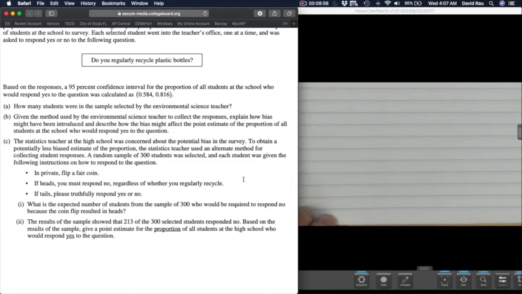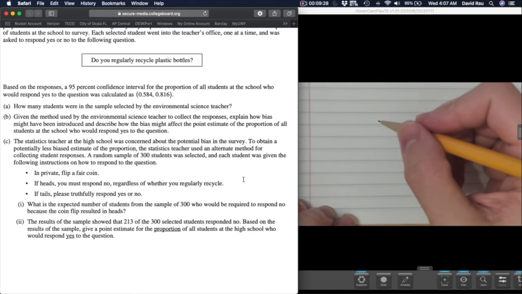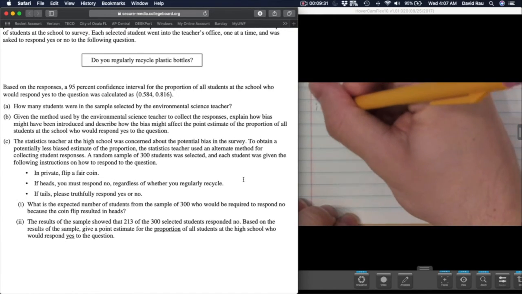To essentially obtain a less biased estimate, the stat teacher uses an alternate method for collecting responses. A random sample of 300 was selected, and each student was given the following instructions. So first, you flip a coin. If you get heads, you have to say you don't recycle, which is kind of weird. If you get tails, then you truthfully respond yes or no. What is the expected number of students from the sample who would be required to respond no because of the result flipping in heads? That's easy.